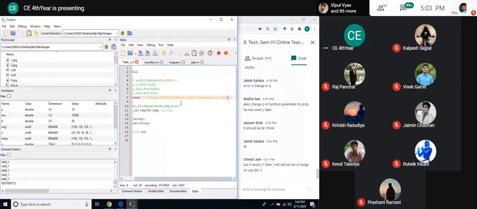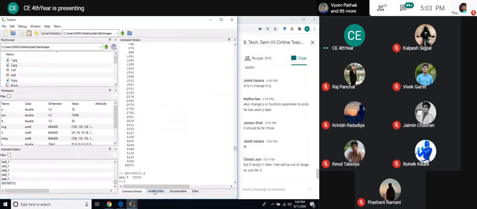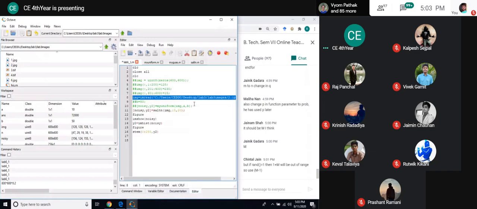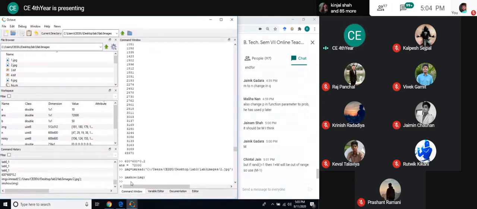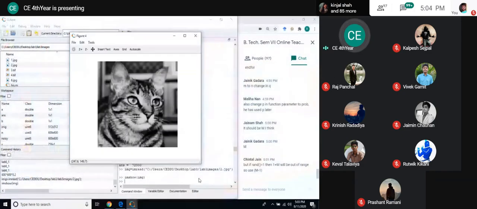So let's see whether it is showing us the image. Seems that it is there. I need to show the original image. I can show you the original image so that when noise is added, you can see the difference. This is that image, right? This is that image.